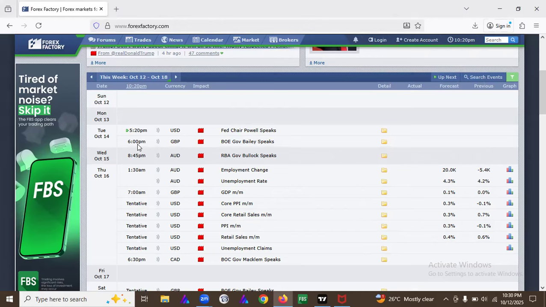Personally, I wouldn't be trading USD pairs and GBP pairs on Tuesday because of this major news. So I'll be looking for opportunity to trade these pairs, GBP pairs and USD pairs on Wednesday. As you can see, there are no major news for US dollar pairs, and there are no major news for Great Britain pounds.